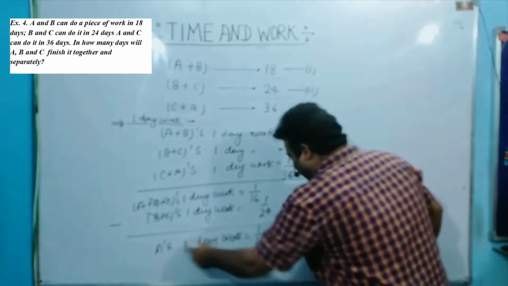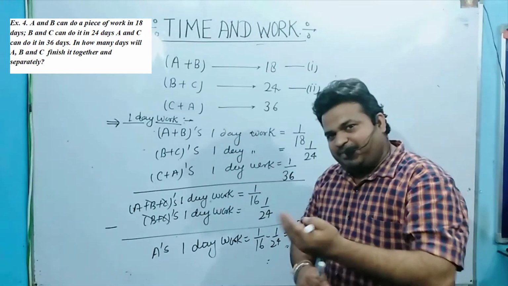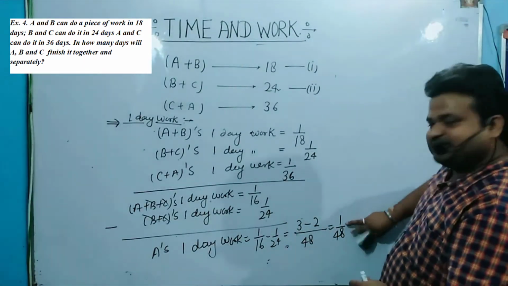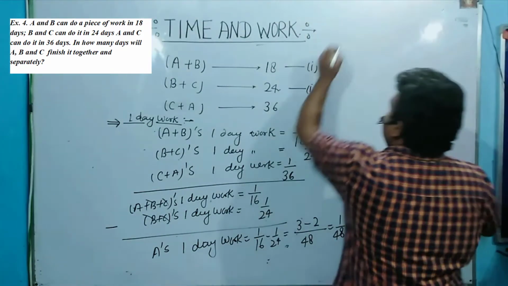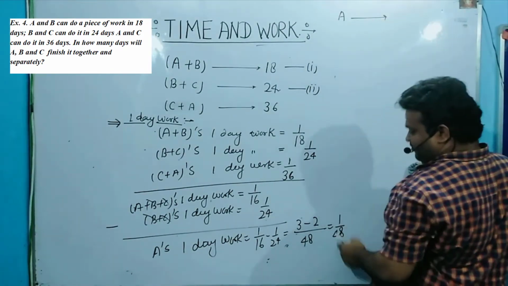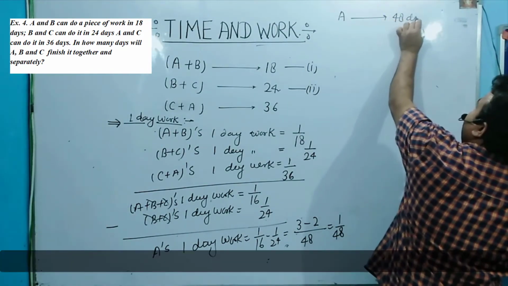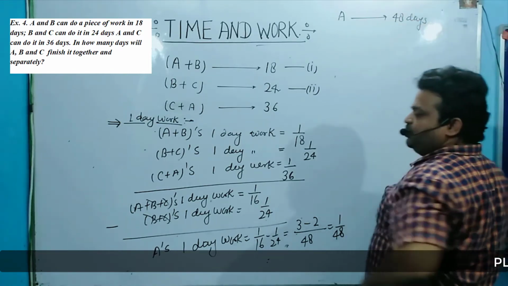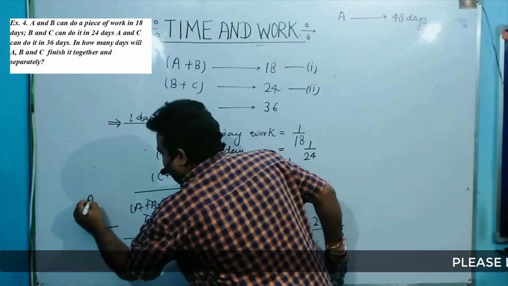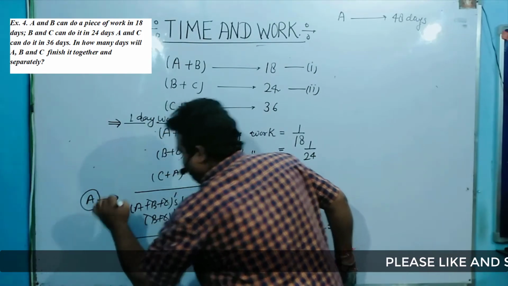तो A का अगर एक दिन का काम मुझे मिल गया है तो कितना टाइम लगेगा कंप्लीट करने में? तो वो है इसका जस्ट रिवर्स. So A completes the entire work in how many days? 48 days. So this is the calculation for A. For A, I am calculating this value, right?